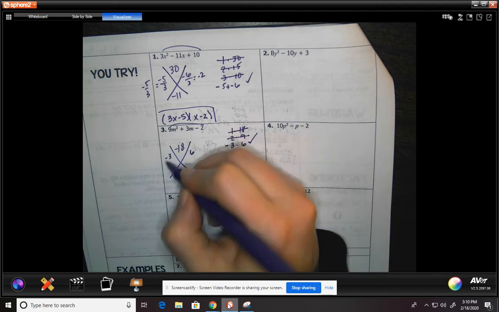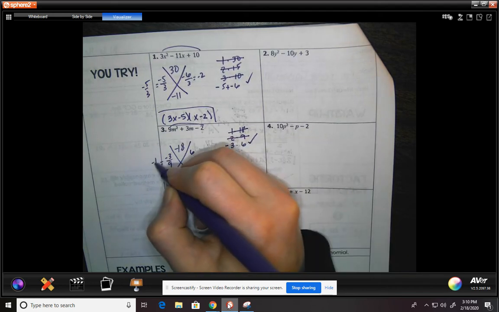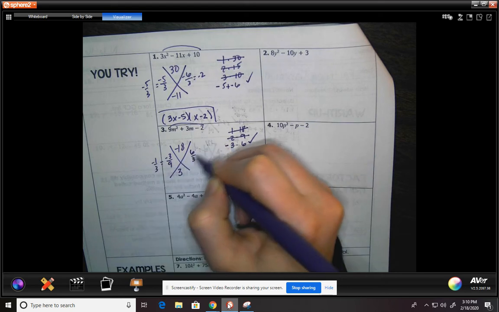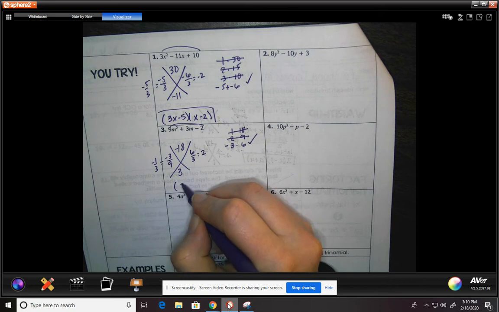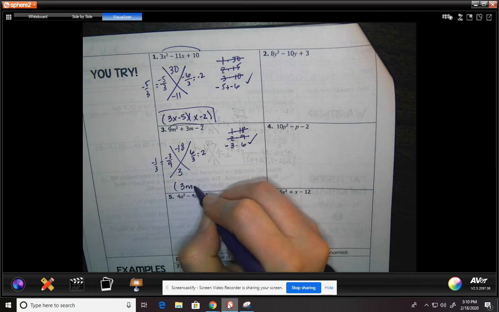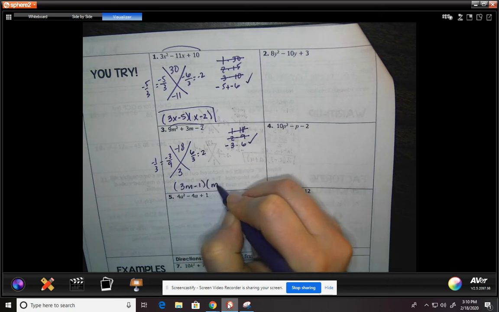I divide by that leading coefficient of 9. This will simplify to negative 1/3. When I divide by 3 over here, this becomes 2. So my factors would be 3m minus 1 and m plus 2, because that was just a whole number.